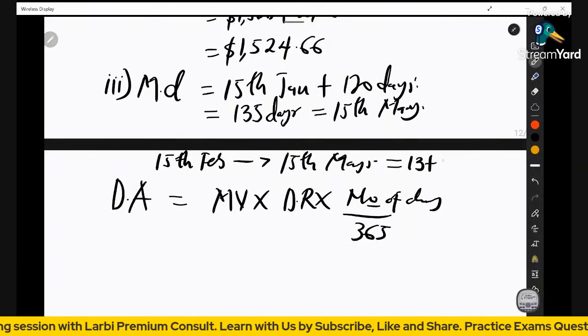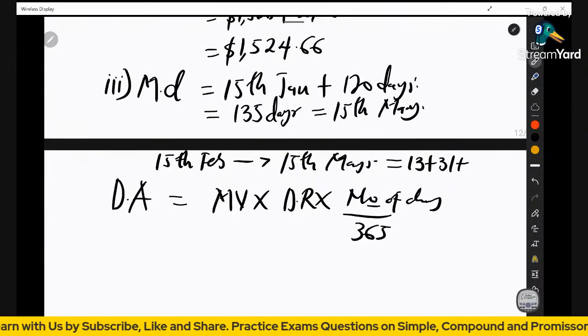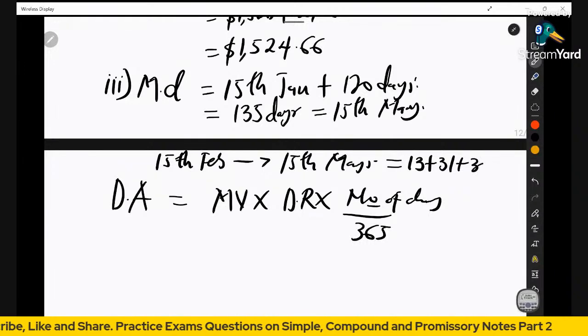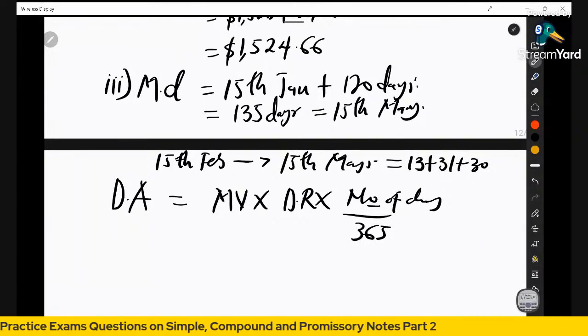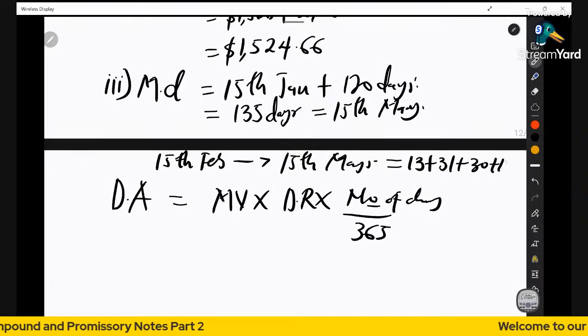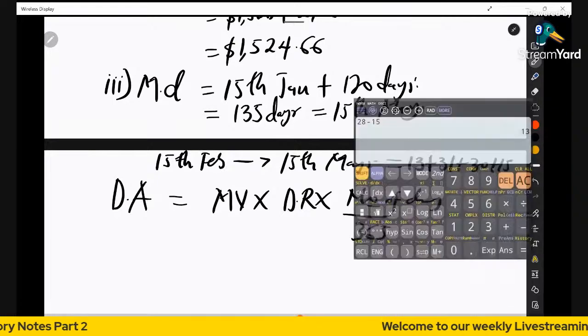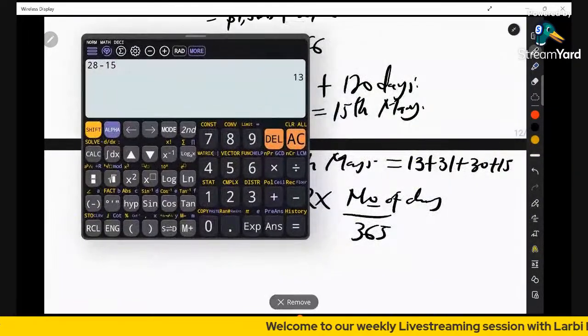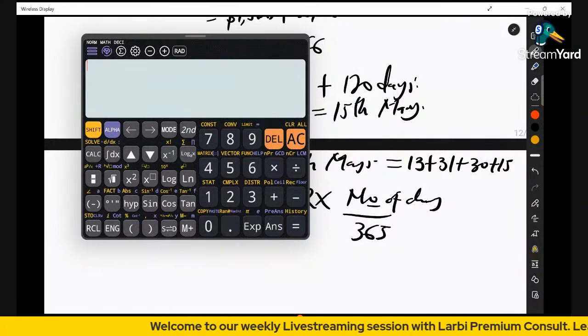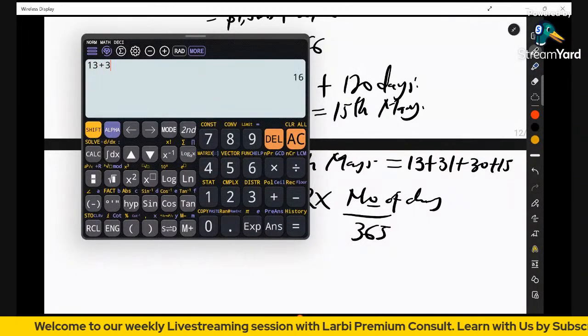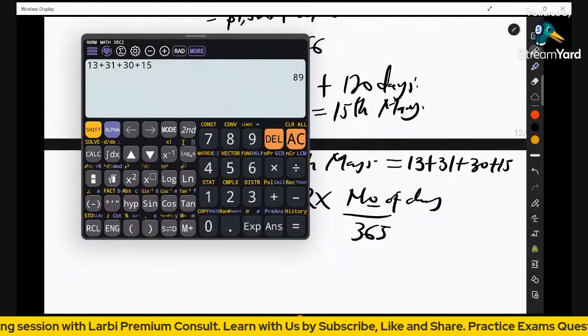From February, we move on to March, which has 31. From March, we move on to April, which has 30. After April, we move on to May. The due date is on 15th of May, so plus 15. So how many days do we get from the discount date to the due date? We have 13 plus 31 plus 30 plus 15. I hope my calculations are right. We're going to get 89 days.